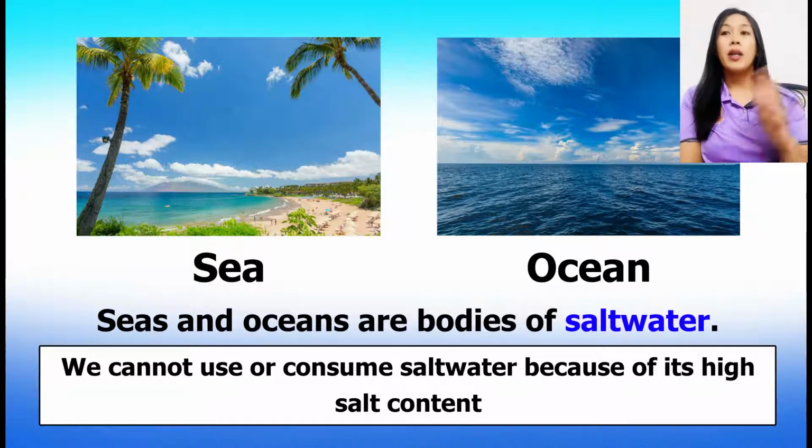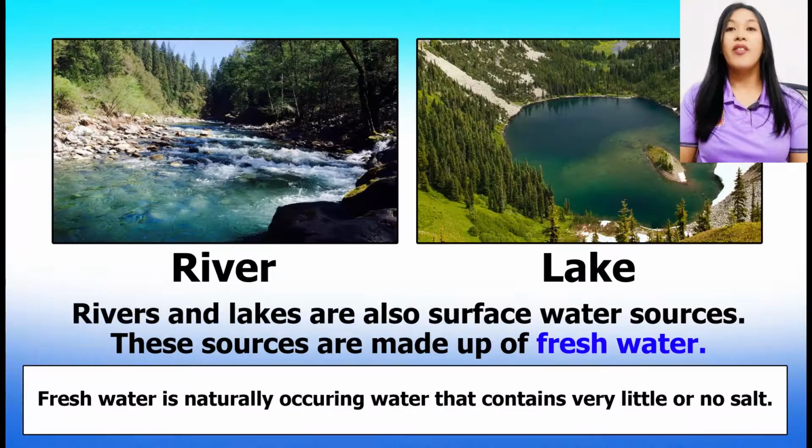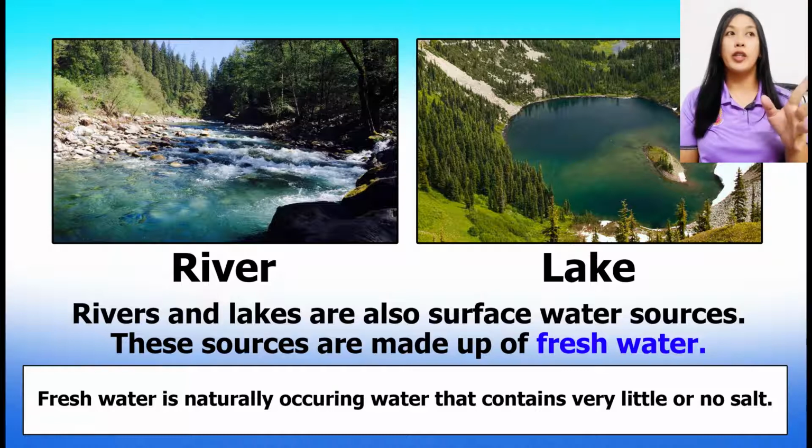So we are not able to drink that water or use it at all. Now, the next examples are the rivers and lakes. So they are also surface water sources. Now, a river is a stream of water that flows into the sea. Okay, so it is a body of water that can flow into the sea or into other streams or rivers as well.